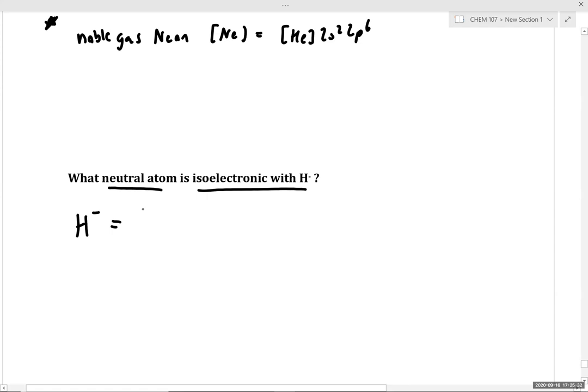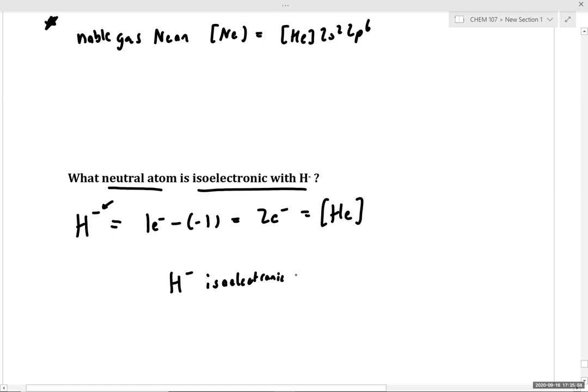So for H minus, we initially have 1 electron, we then subtract the charge of -1, and that gives us 2 electrons total. And the element with 2 electrons is helium. So H minus is isoelectronic, has the same number of electrons as helium. So it's isoelectronic with helium. Does this example make sense? Perfect, perfect.